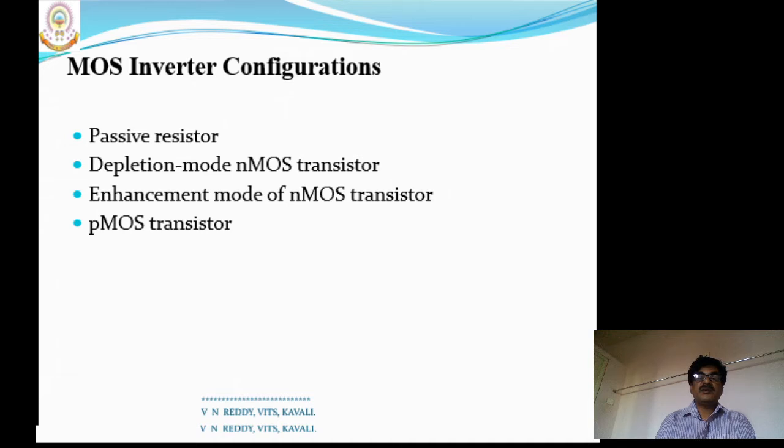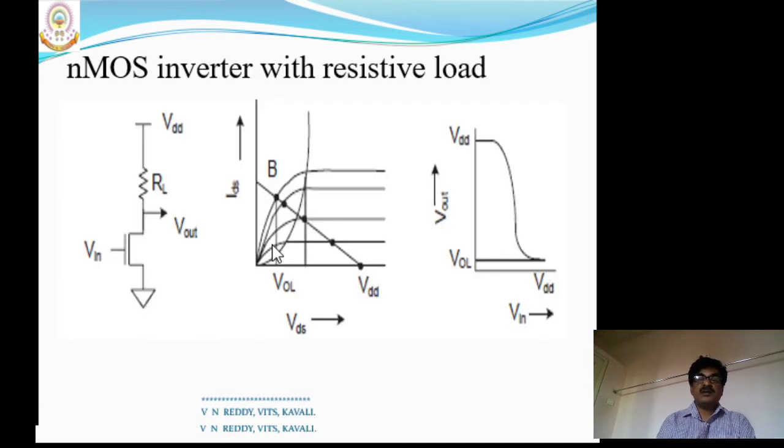First of all, passive resistor as a pull-up device. So finally it is named as a NMOS inverter with resistive load. You can see the inverter diagram of the NMOS inverter with resistive load. The pull down device is always an enhancement NMOS transistor. But here the pull up component is a passive component, resistor RL.